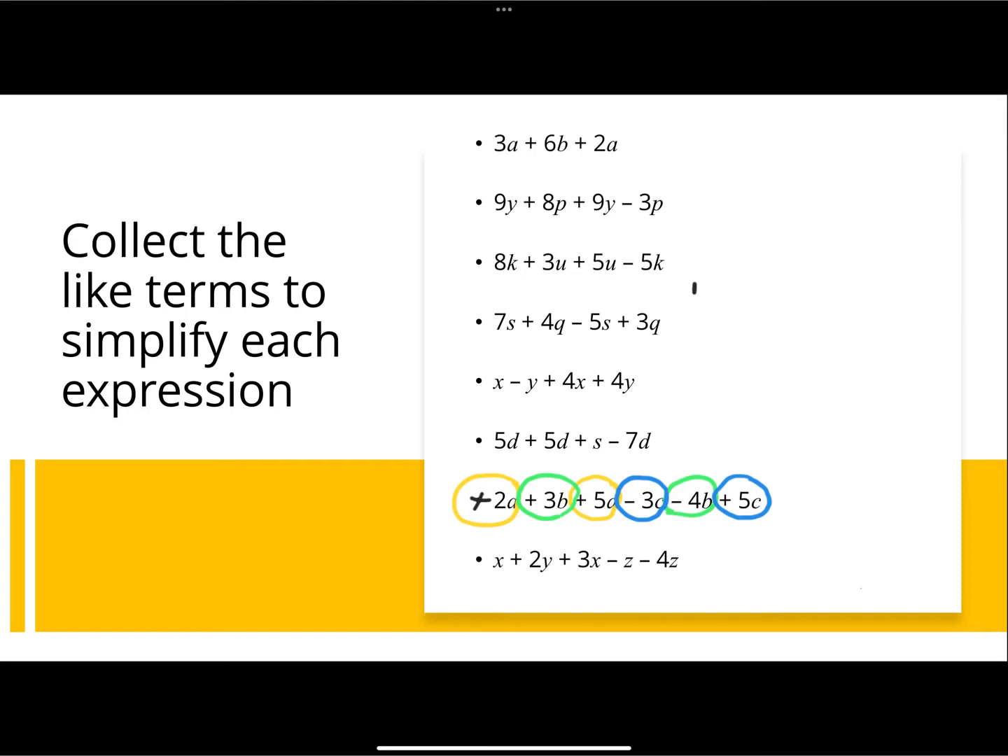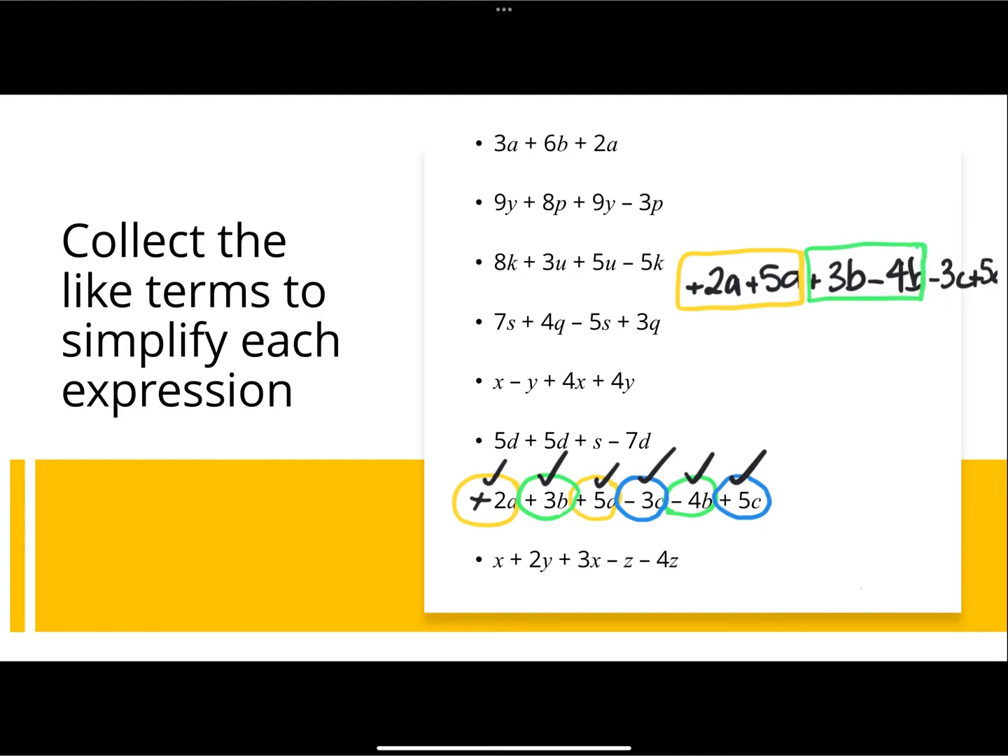So I have plus 2A, that's that one, plus 5A, that's that one. Don't have any more A's, so now I'm going to go on to my B's, plus 3B, there's that one, take 4B, there's that one, minus 3C, plus 5C. Thank heavens I have enough room on my monitor. So now I'm just putting a little box around each of those things that I can calculate together.